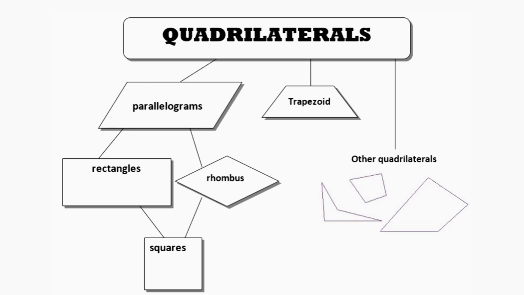Why are these shapes called parallelograms? What makes them special? Why is the trapezoid alone? What makes the trapezoid different than the parallelograms?